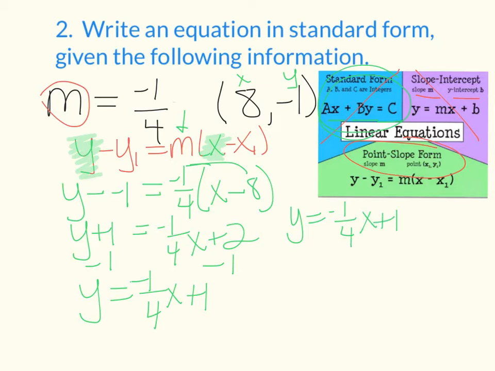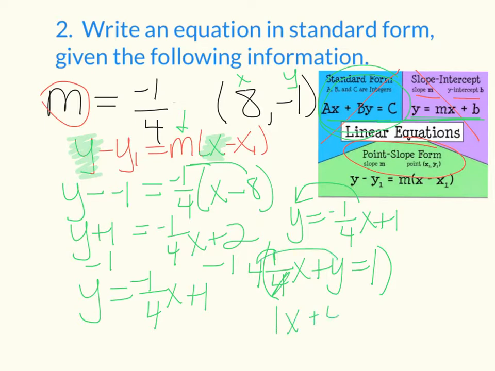Right now it's in slope-intercept form. So I need to move my x value over, and when I move it over, it becomes the opposite. It's a negative, so it becomes a positive 1/4 x plus y equals 1. We're trying to get it in standard form. Now we can't have the fraction, so I'm going to multiply by the denominator. I'm going to distribute. That cancels, so I end up with 1x plus 4y equals 4. And that's my answer in standard form.